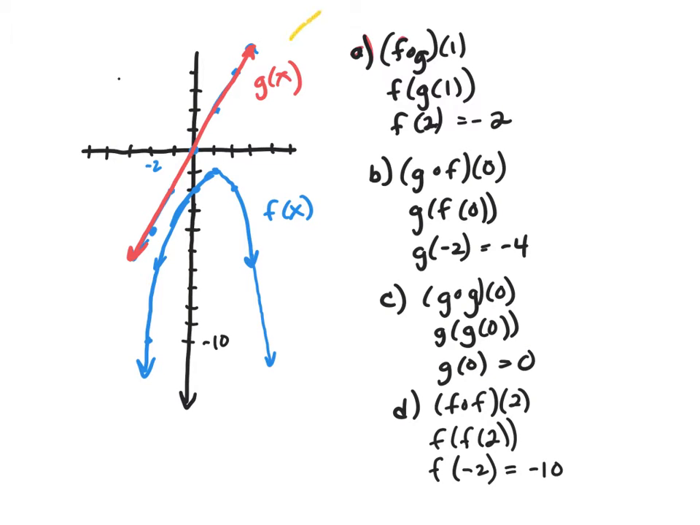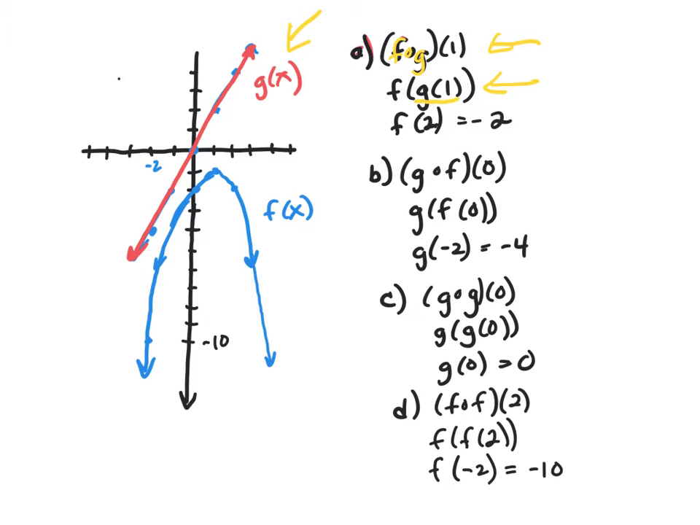You're given the following graph. Part A says find f of g of 1. And I always rewrite that in this format. So you work inside out.